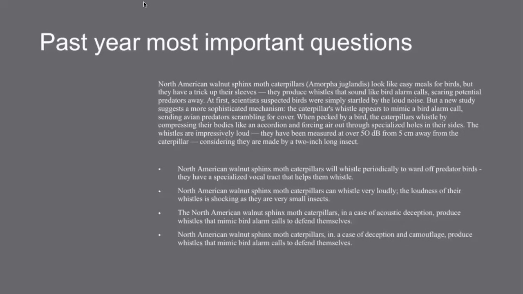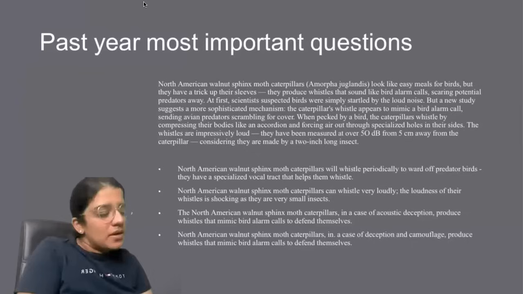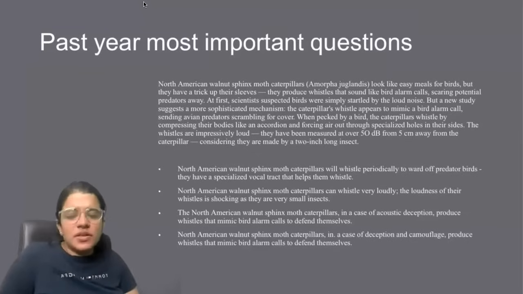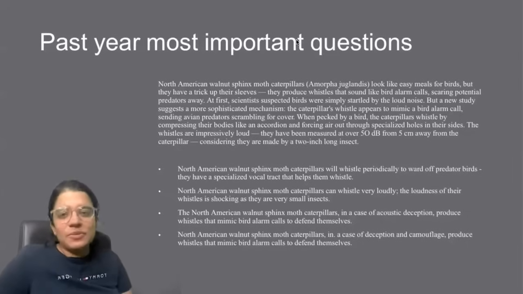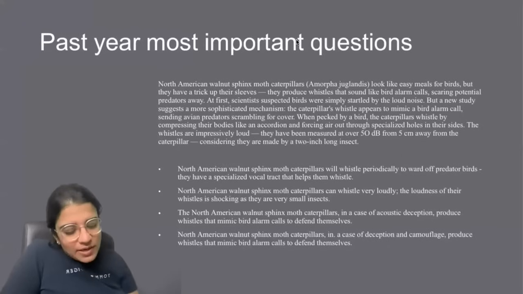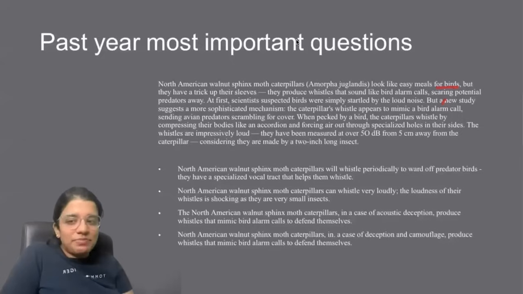Now, what is this paragraph talking about? ये paragraph किस बारे में बात कर रहा है? Let's just try to understand. North American walnut moth caterpillar. So the whole paragraph is about a caterpillar and how it tries to save itself from the predators. Right? North American moth caterpillars look like easy meals for birds, but they have a trick up their sleeves. And what is their trick? They produce whistles that sound like bird alarm calls, scaring potential predators away.